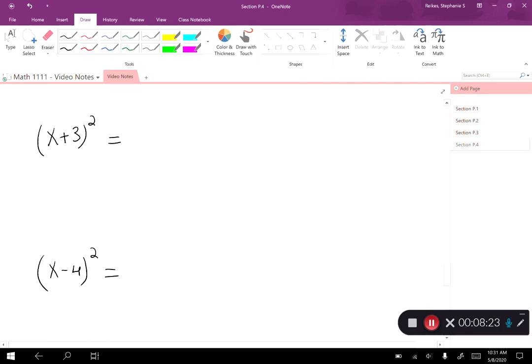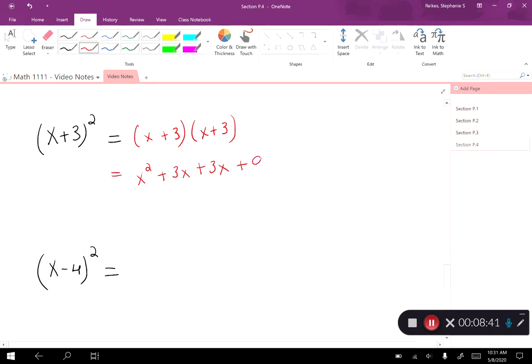Let's take a look at the next example, (x plus 3) squared. Again, you can use the formula, or what does something squared mean? It means write it twice and FOIL. I'm going to get x squared plus 3x plus 3x plus 9, which is x squared plus 6x plus 9.